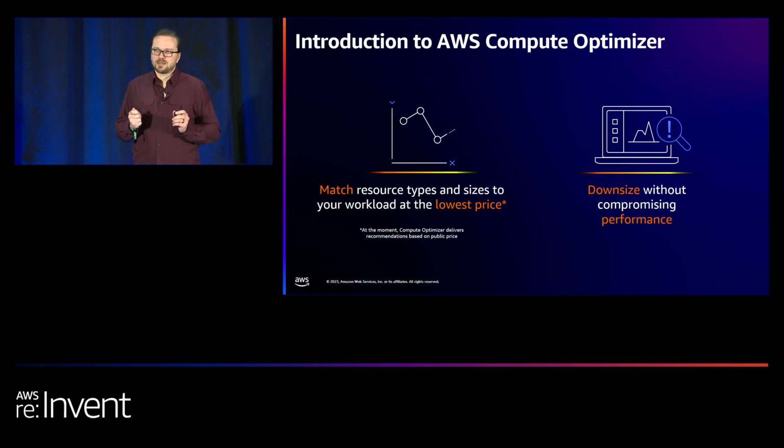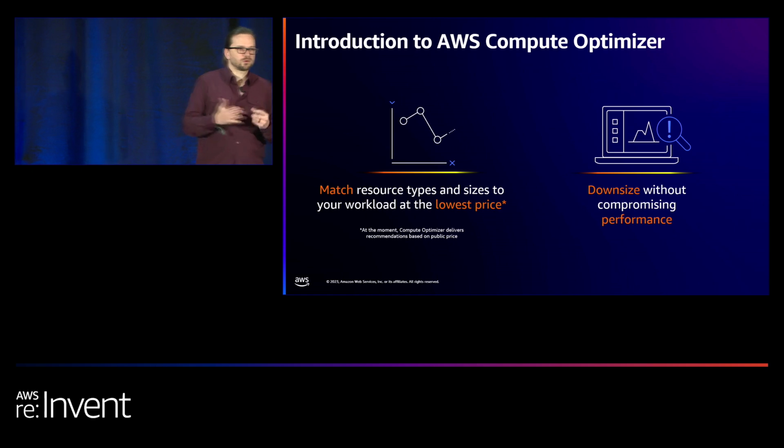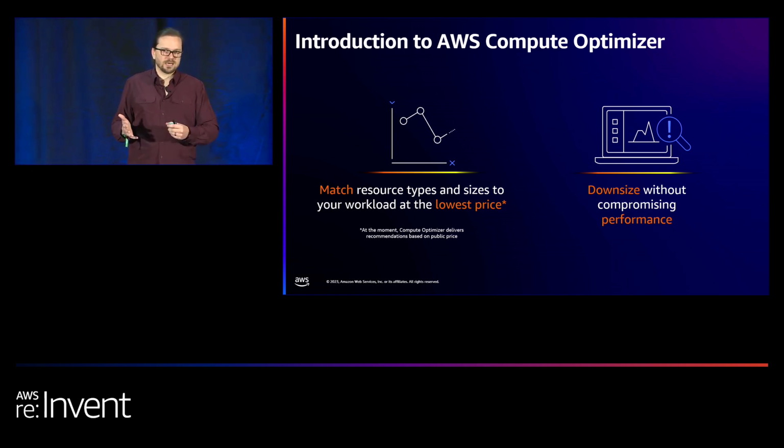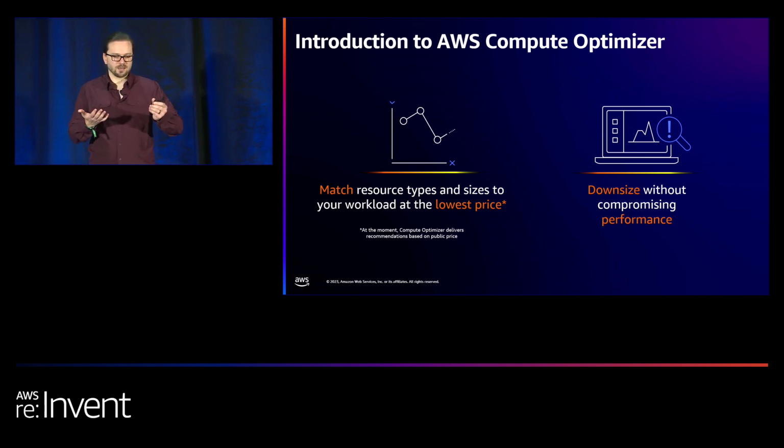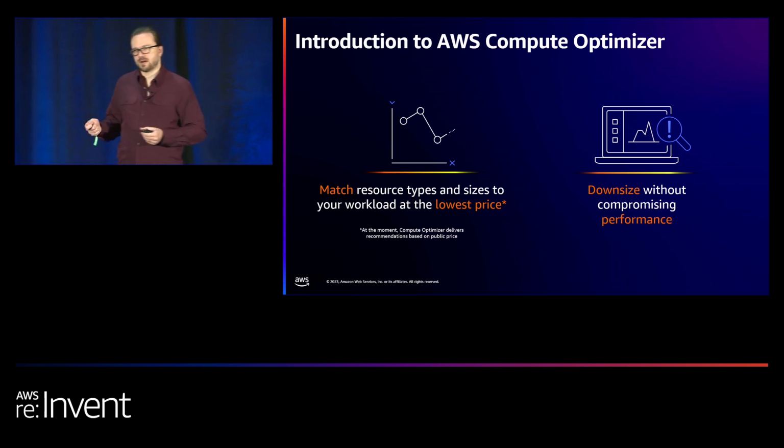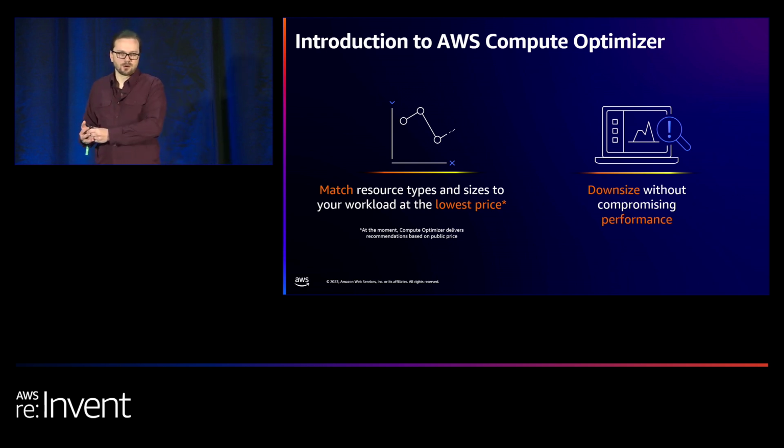So Compute Optimizer is designed to help you match up the performance and capacity of your workloads without overpaying. The idea is that we want to make sure all of your workloads are sized correctly so you get the performance you need, and then we don't over-provision enough that we're spending more than we need to. So here's our product description page, to match resource types and sizes to your workload at the lowest price. So there's a nuance there where the performance part of the statement comes first, and then it says at the lowest price. So the intent behind how we build this product is that first we serve the performance needs, and then we take care of the cost.